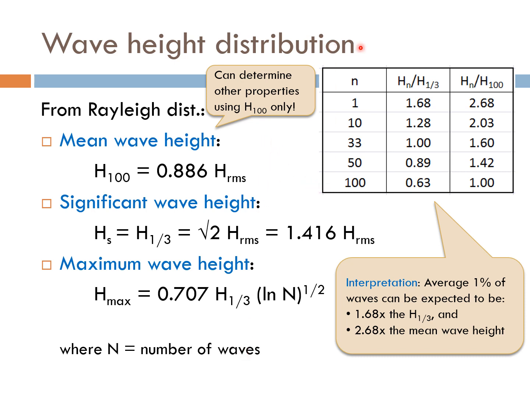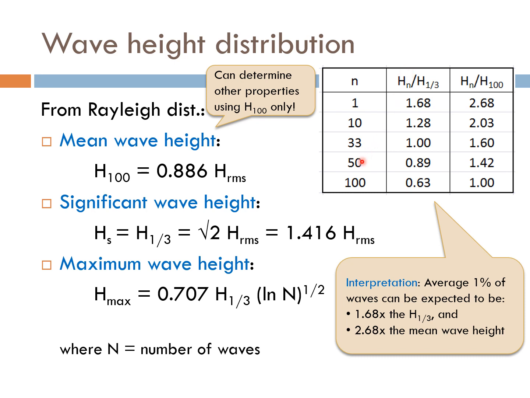The characteristic can also be summarized in a table like this. Here we have n, which is the percentage. Here we have H_n over H1/3. So H of 1% of the waves typically is 1.68 of H1/3. H of the highest 10% of the waves typically is 1.28. H1/3 over H1/3 is equal to 1.